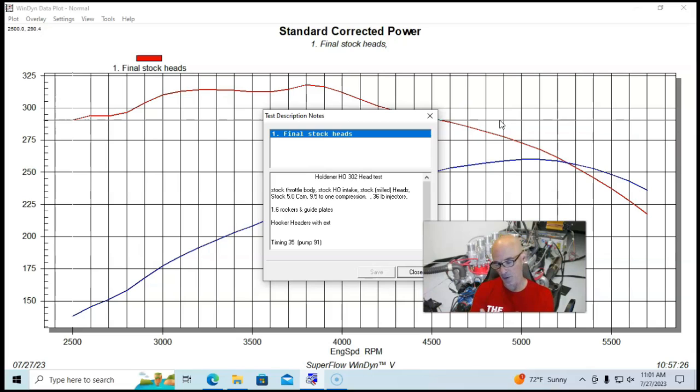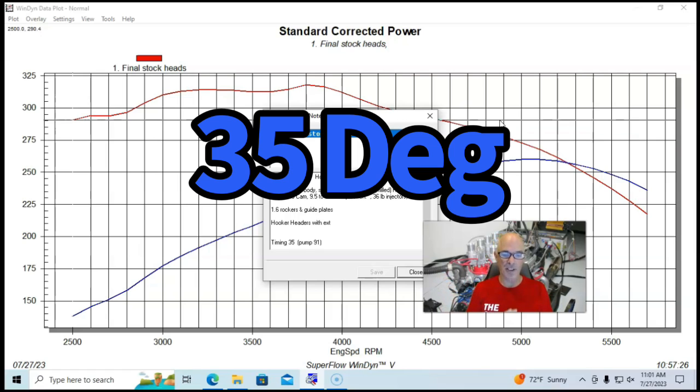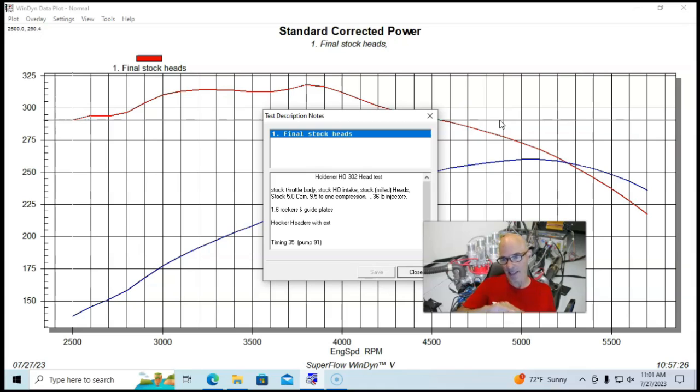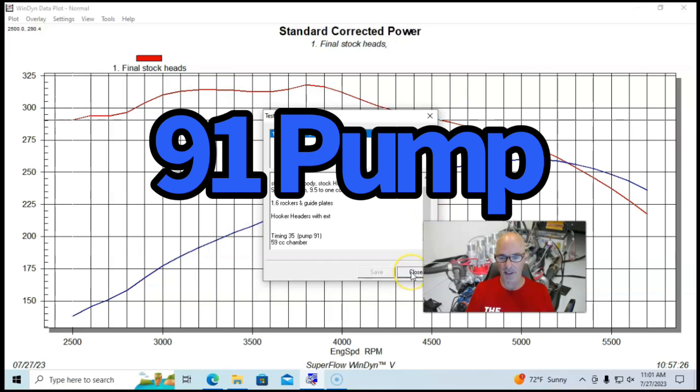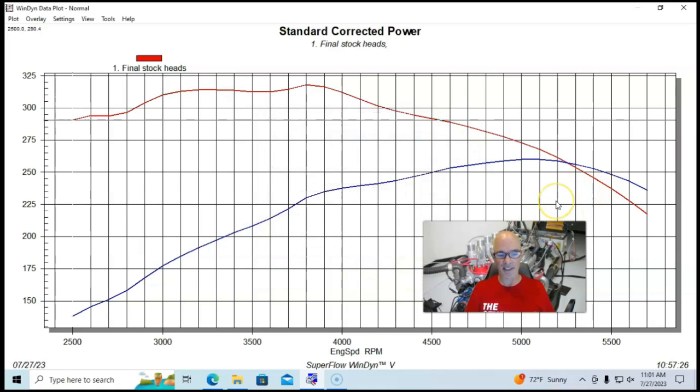We ran this with a FAST engine management system back in the day, and controlled the 36-pound injectors. This thing ran best with about 35 degrees of total timing, and we had a timing curve built in because this was an EFI deal. We ran all this testing on 91 pump gas.